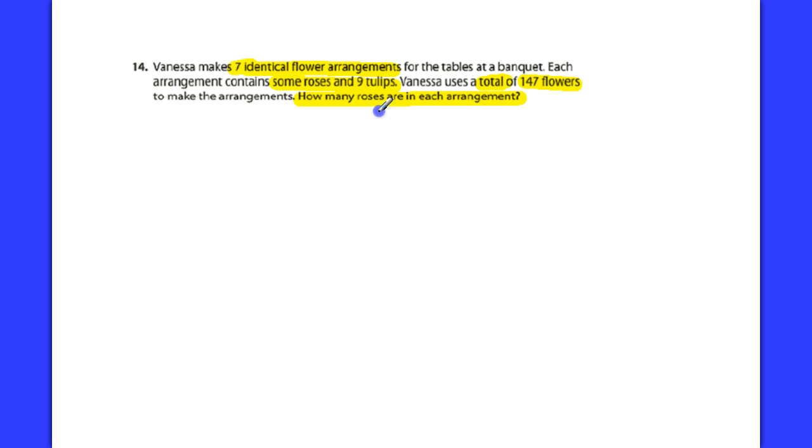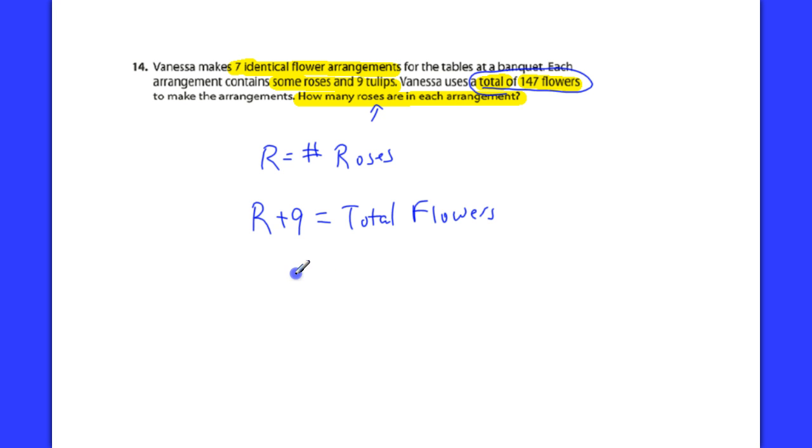Well, when I'm done with this question, I will have found the number of roses. So let's pick R. We don't know what it is, we've got to find out. R represents the number of roses in this arrangement. If each arrangement has those roses plus 9 tulips, R plus 9 would represent the total flowers in this arrangement. That's valuable because they told me the total flowers is 147. The only thing is, 7 arrangements is what made 147. So I know that there are 7 total arrangements.